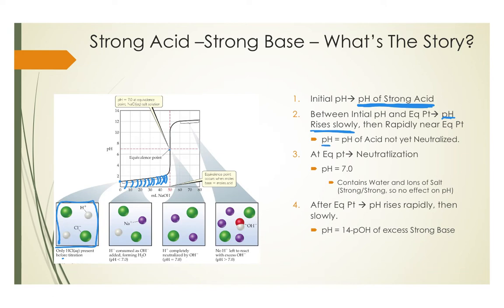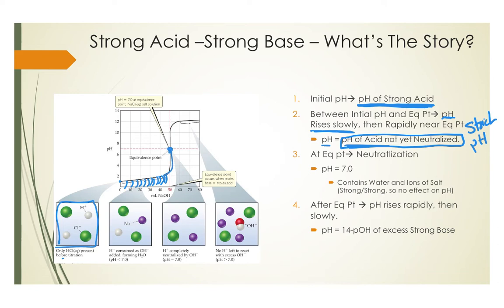So the pH then at that point is the pH of the acid not yet neutralized. So at this point, it's essentially just a stoichiometry problem followed by a pH calculation, okay? Then at the equivalence point, that's where we have neutralization.